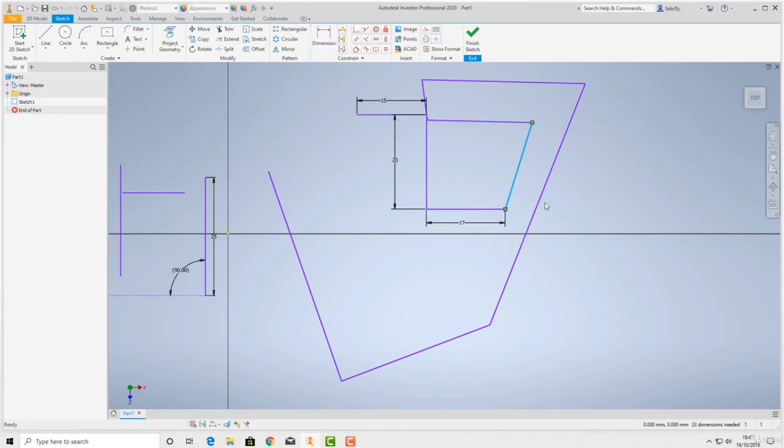17. Now this line isn't fixed at all. We tried to make these perpendicular, but it guessed the wrong way. So what we need to do is click on dimension and give it an angle, and I'm going to make that 110.